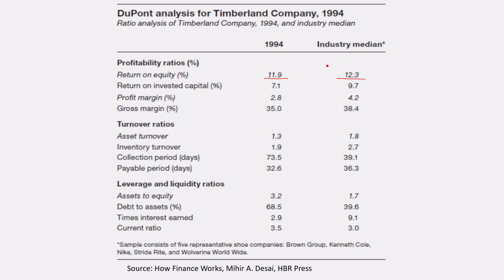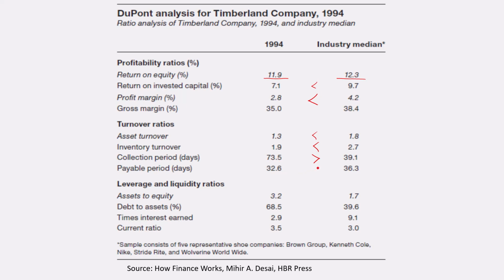As you can see, the return on invested capital is significantly less than the industry median. The profit margins are lower. So obviously the ROE is not driven by the profitability. The asset turnover is also lower. Inventory turnover is lower. Collection period is significantly higher. The median firm in the industry collects cash within 40 days, but Timberland is collecting in 73 days. So it takes them almost twice as long to collect cash from the customers.